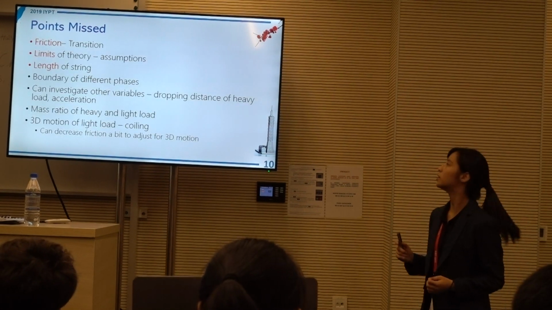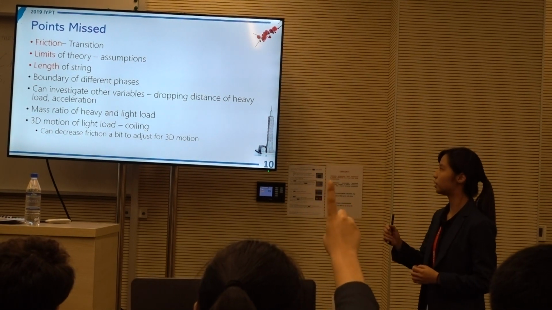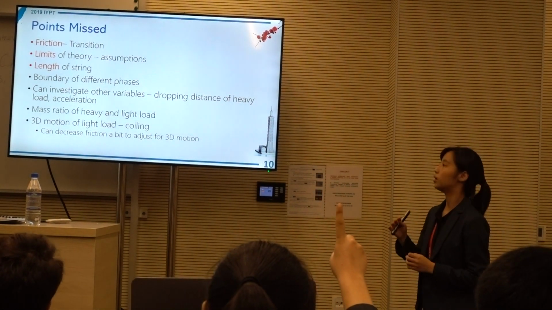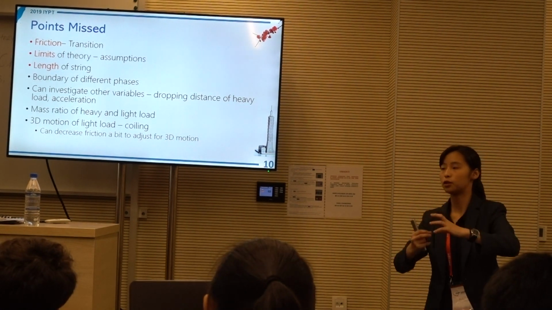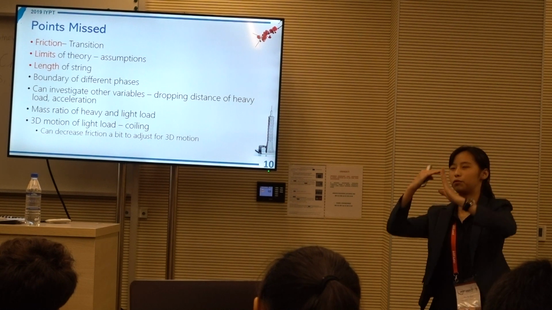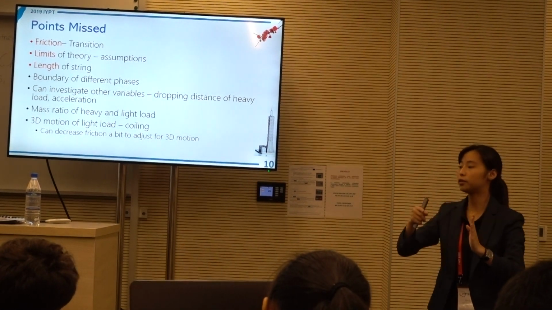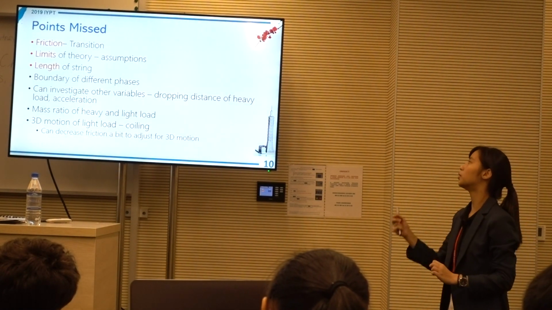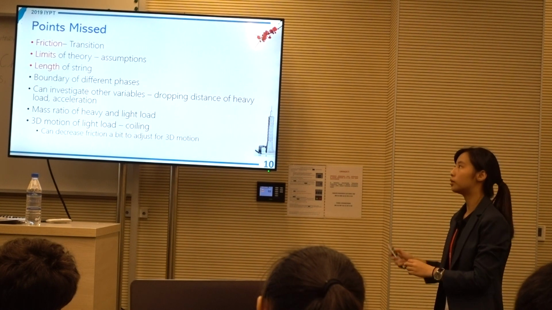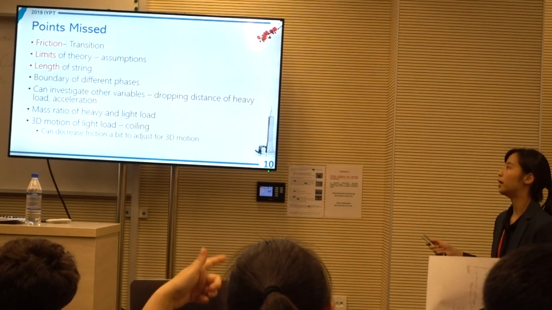And here are my comments on the discussion. They did not talk about the friction part: when the heavy load drops, the friction will be kinetic friction, but when the heavy load stops and the light load spirals on the horizontal rod, there will be static friction. So they did not fully discuss the friction, which is a very important part of the problem.